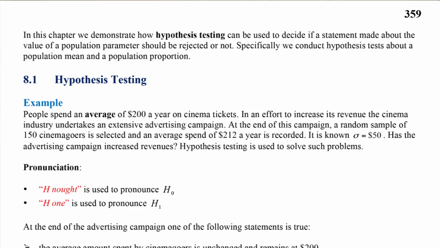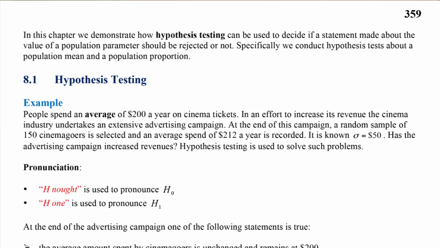Hypothesis testing. An example. People spend an average of $200 a year on cinema tickets. In an effort to increase its revenues, the cinema industry undertakes an extensive advertising campaign. At the end of this campaign, a random sample of 150 cinema goers is selected and an average spend of $212 a year is recorded. It is known sigma is equal to $50. Has the advertising campaign increased revenues? Hypothesis testing is used to solve such problems.